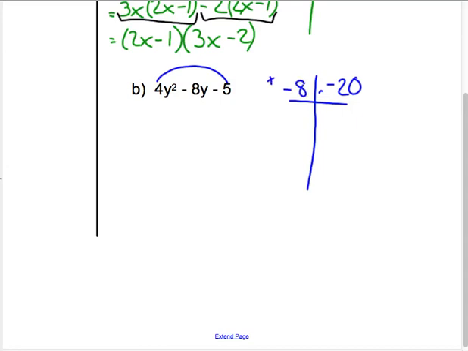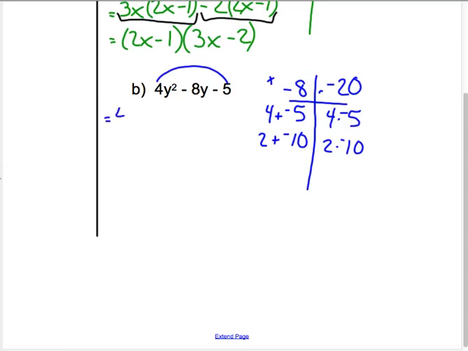So the first numbers that jump out at me that multiply to 20 are 4 times 5. And I would need one of those to be negative. Since my middle term is negative, I want my bigger number to be negative. But 4 plus negative 5 is not negative 8. So the next two numbers that jump out at me for 20 are 2 times 10. I want my bigger number to be negative. 2 plus negative 10 is negative 8.